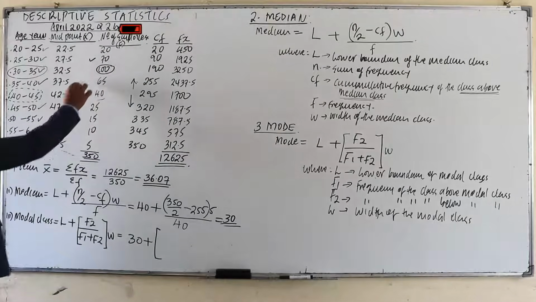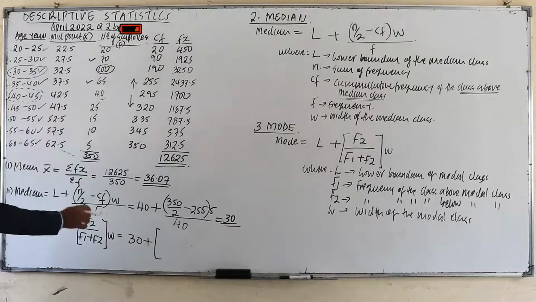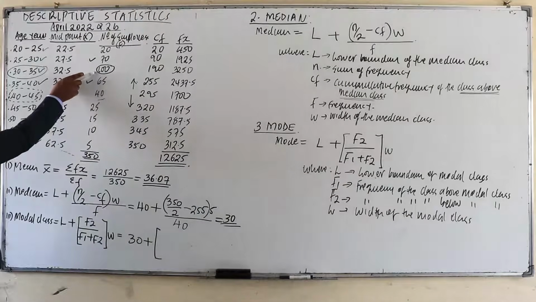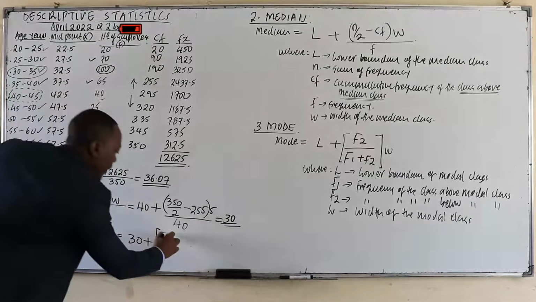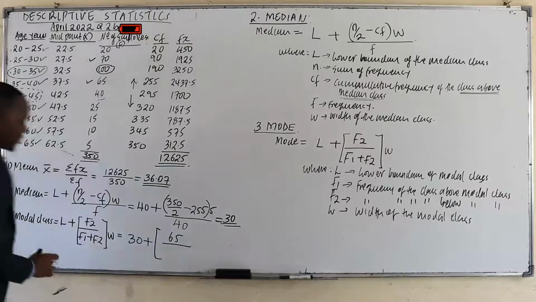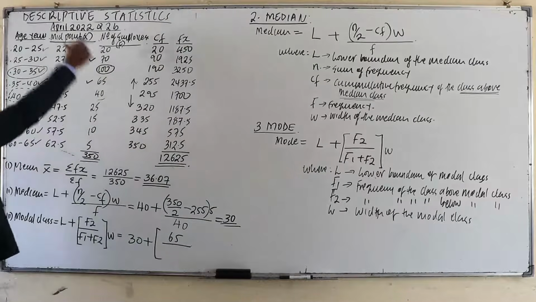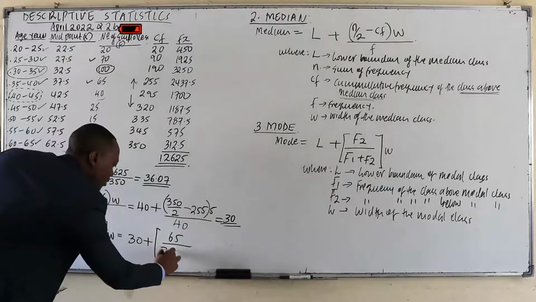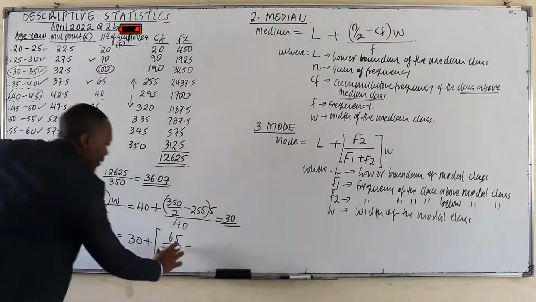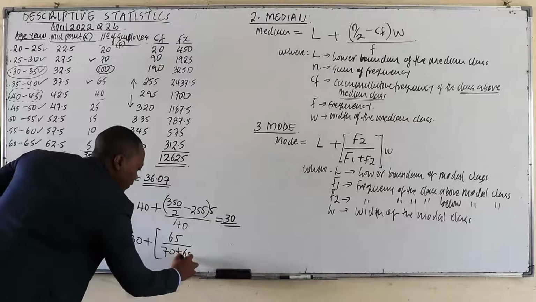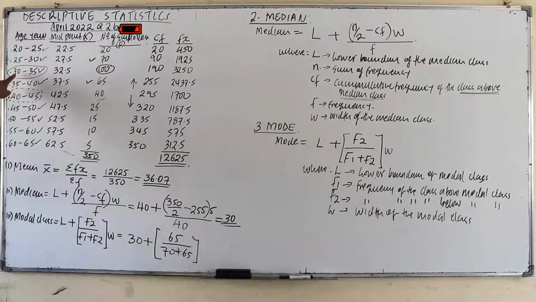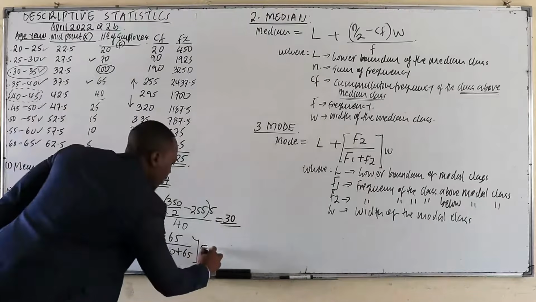F2 is the one which is below. So F2 is what we need, which is below. In this case, the frequency of the modal class below is 65. You divide by F1. F1 is the one which is above the modal class frequency, which is 70, plus F2. Our F2, we already have it, 65. All of it you multiply by the width. The width of the median class, between that to that, 5 years, the difference is 5 years. That's what we call the width.